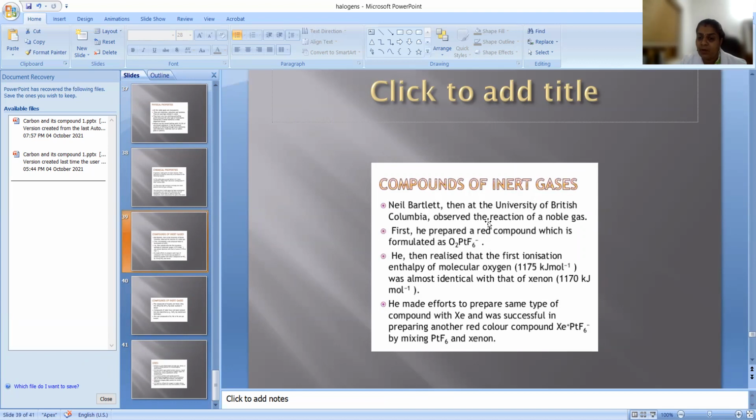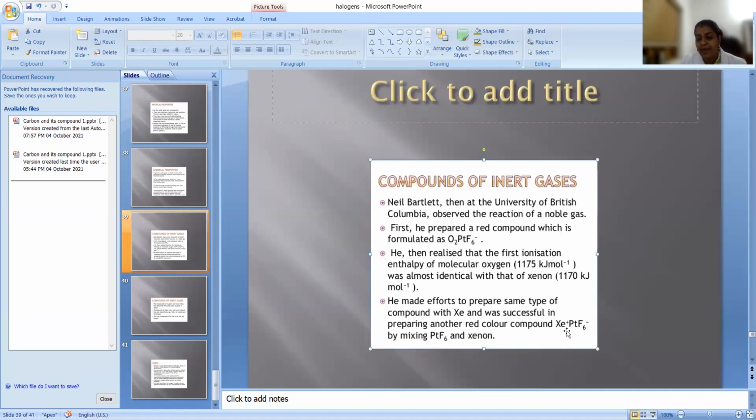At the University of British Columbia, the reaction of a noble gas was observed. So first he prepared a red compound which is formulated as O2+PtF6−. He then realised that the first ionization enthalpy of molecular oxygen was almost identical with that of xenon. Okay, so he made an effort to prepare the same type of compound with xenon. So this is not a compound with the noble gas, but the oxygen and the xenon are behaving in the same manner. So he tried to prepare a xenon compound using this. Okay, so xenon compound he prepared.